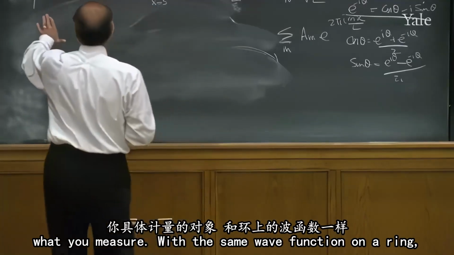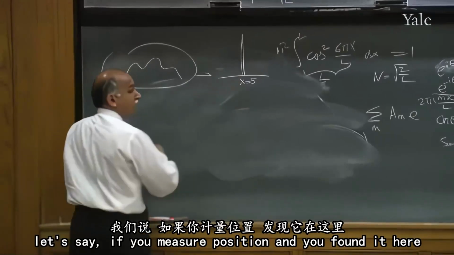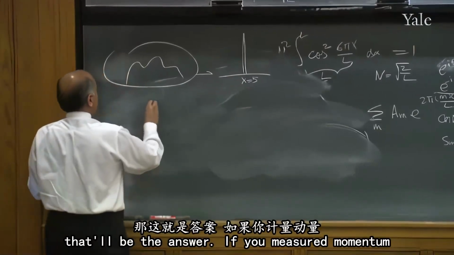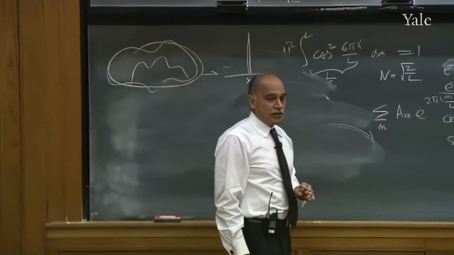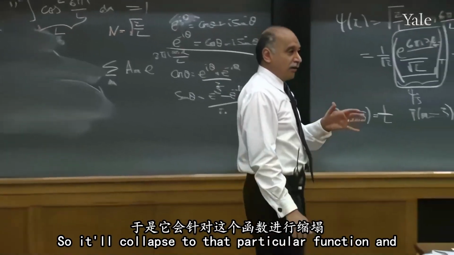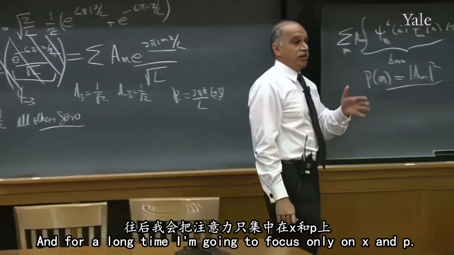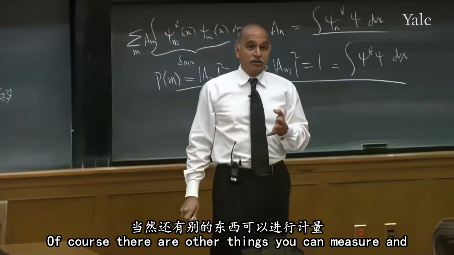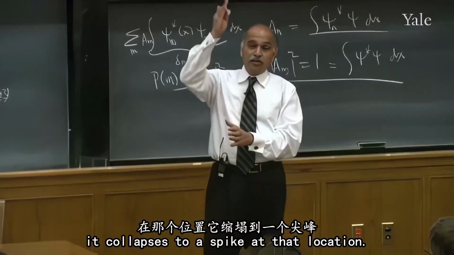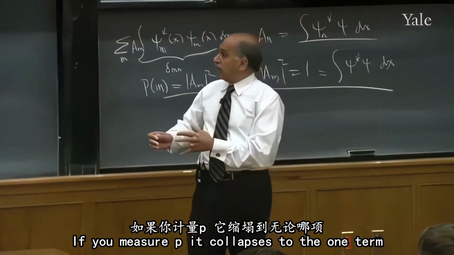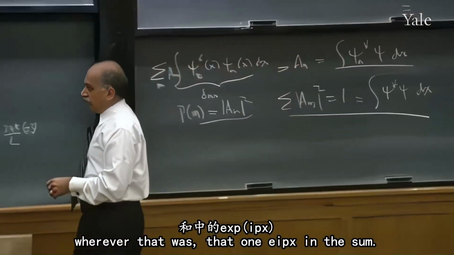With the same wave function on a ring, let's say, if you measured position and you found it here, that'll be the answer. If you measured momentum and you got 5, it'll be something with 5 oscillations in it. So it'll collapse to that particular function. And what it collapses to depends on what you measure. And for a long time, I'm going to focus only on x and p. Of course, there are other things you can measure, and I don't want to go there right now. But if you measure x, it collapses to a spike at that location. If you measure p, it collapses to the one term, wherever that was, that one e to the ipx in the sum.